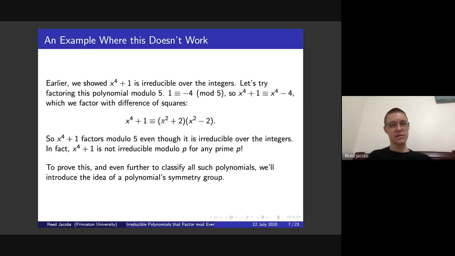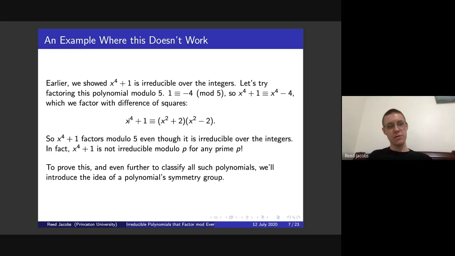Now, one way to check this is to actually compute the product. You get x squared times x squared, which is x to the 4th. For the constant term, we get 2 times -2, which is -4, which is 1, which checks out. And then for the last term, we get -2x squared plus 2x squared, which is just 0, just like in the difference of squares factorization.